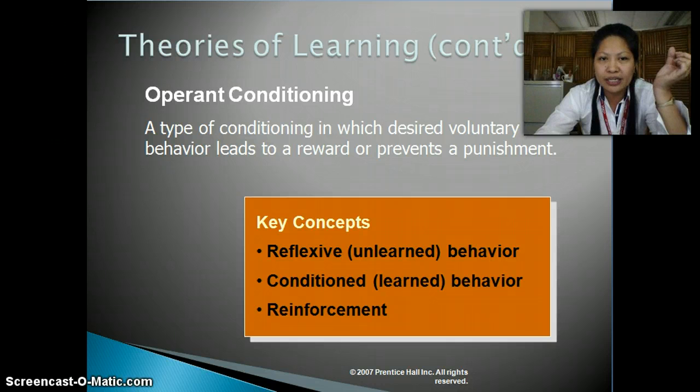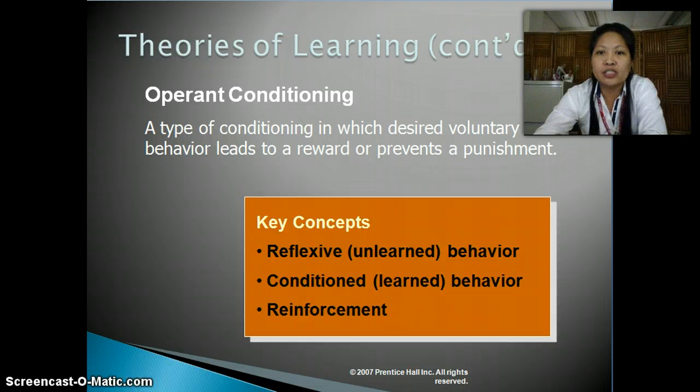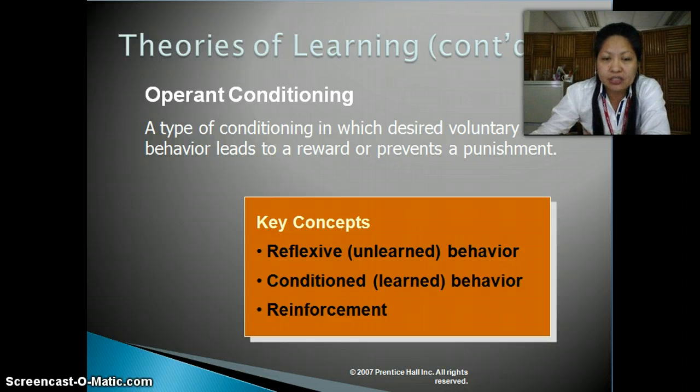Second theory of learning is the operant conditioning. So operant conditioning is a type of conditioning in which desired voluntary behavior leads to reward or prevents a punishment. So this is a behavior modification that leads to a consequence. So either you are rewarded or you're punished. Okay? So we have key concepts here. Reflexive behavior, this is something natural. Conditioned behavior, this is something that is conditioned. So it doesn't come out naturally, but is conditioned over a period of time.